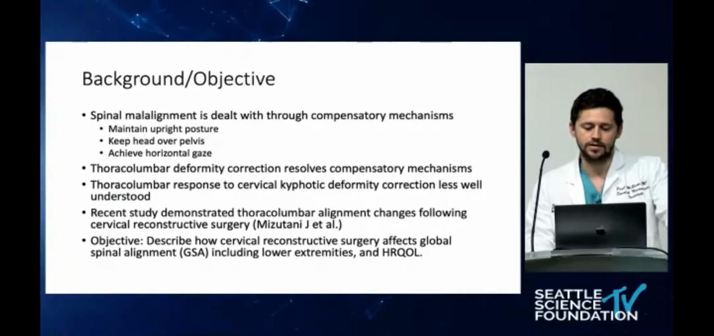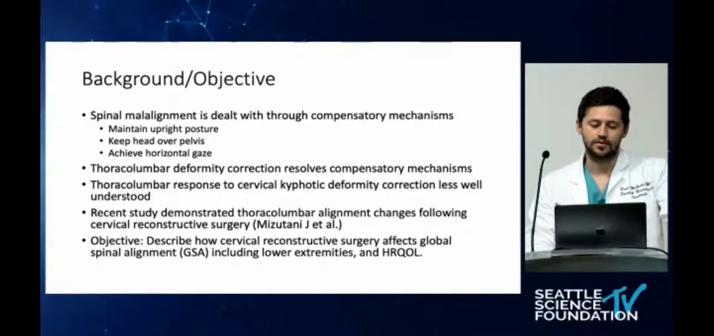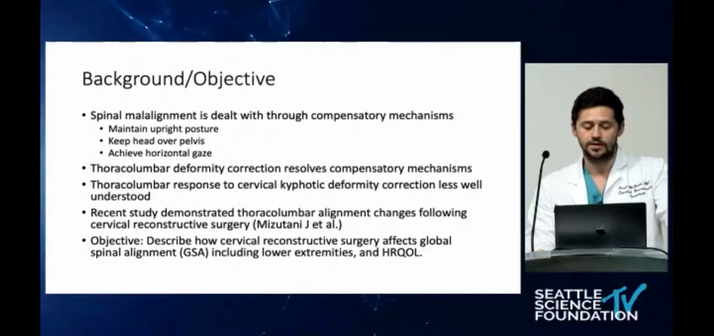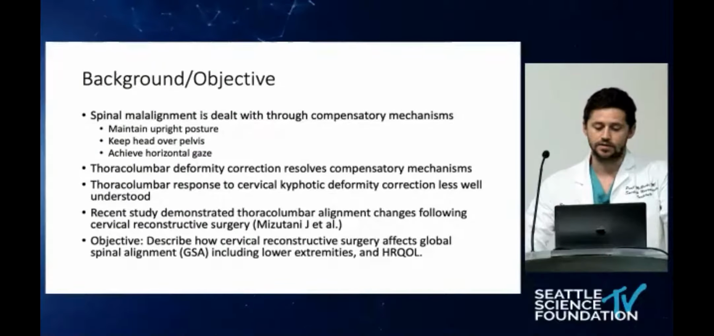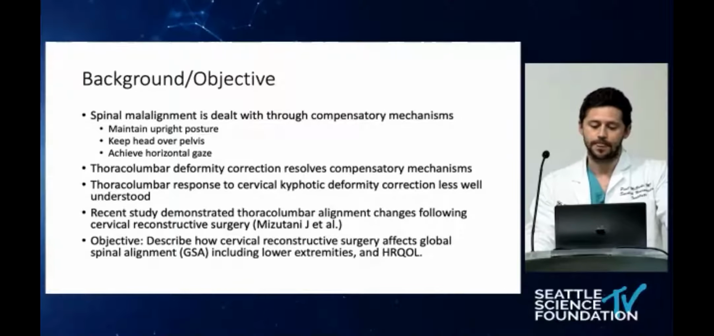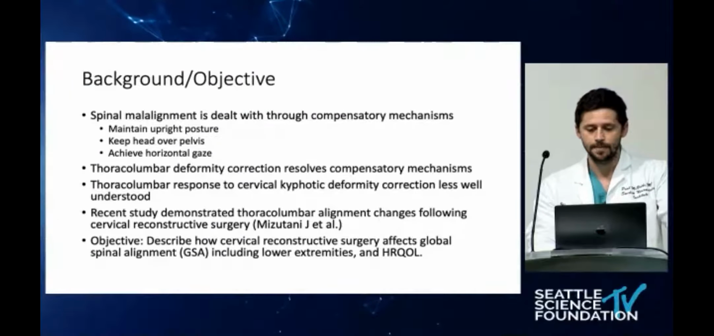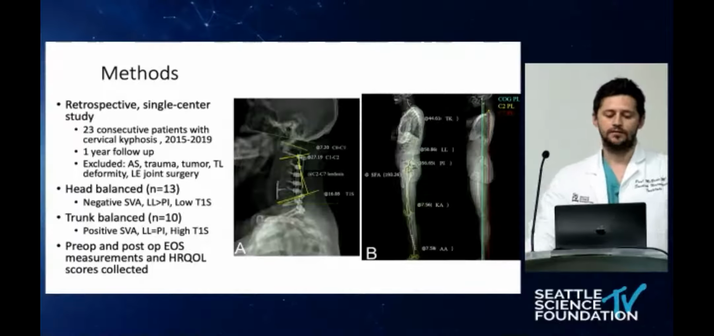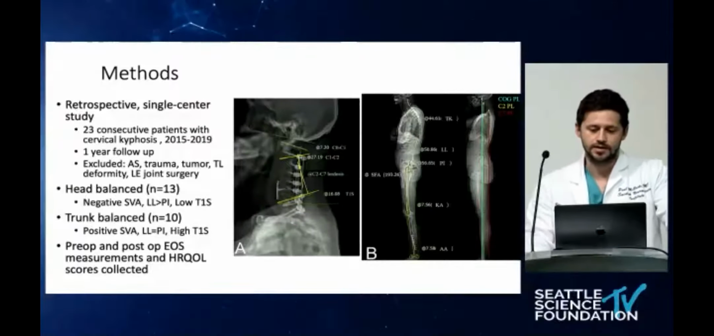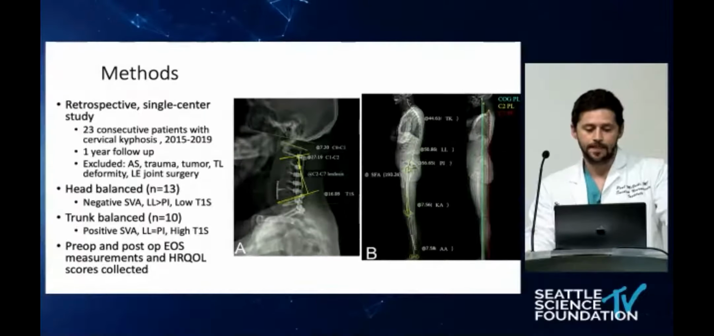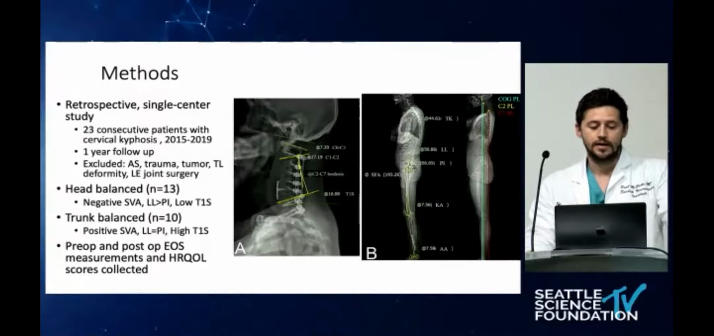A recent study demonstrated that thoracolumbar alignment changes following cervical reconstructive surgery for kyphosis. And so this paper seeks to extend that a little bit and describe how it affects global sagittal alignment, including the lower extremities, as well as quality of life scores. This was a retrospective single center study with 23 consecutive patients from 2015 to 2019 with 1-year follow-up. They excluded patients with AS, trauma, tumor, thoracolumbar deformity, as well as lower extremity joint surgery that would prevent any normal compensatory mechanisms in the lower extremity.